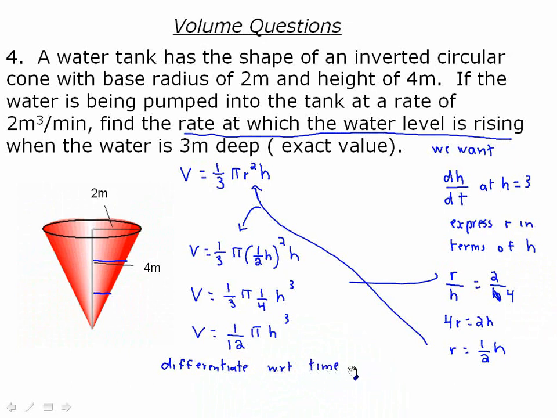So I'm going to get a little bit more space on the next screen. So dV/dt is equal to 1/12 times 3, 3 over 12, which reduces down to 1/4 pi h squared, and then dh/dt. So this is not that bad of an equation. And we do want to get dh/dt. That's the variable in question.